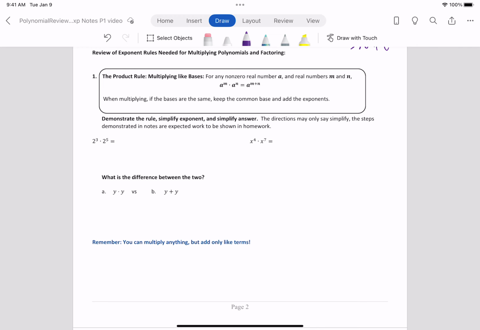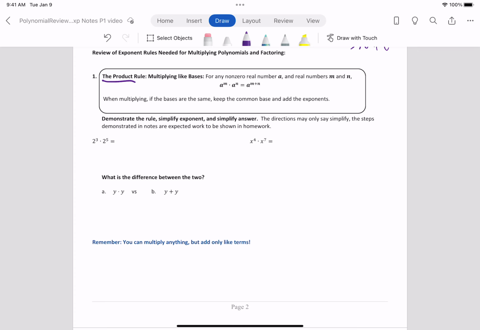So the last thing that we're going to look at in this lesson is also a review. If you had 105, we covered the exponent rules. We're not going to cover every exponent rule here because they're not necessary for what we're about to do. The ones that I'm covering are going to be ones that we need later in this chapter for the work that we're going to need to do. The first one we're going to look at is the product rule. And basically, this is just multiplying like bases.